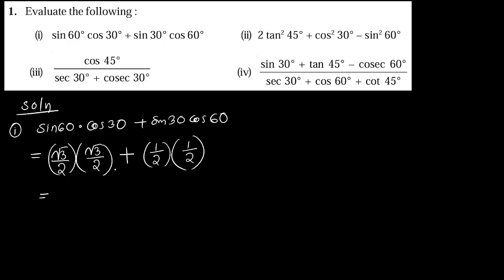Root 3 into root 3 is 3. 2 into 2 will be 4. 1 by 2 into 1 by 2 is 1 by 4. I will discuss only the selected problems. I have no plan to discuss all the questions. 3 by 4 plus 1 by 4, that is 3 plus 1, 4 by 4. It is 1. Is that okay? All of you clear?